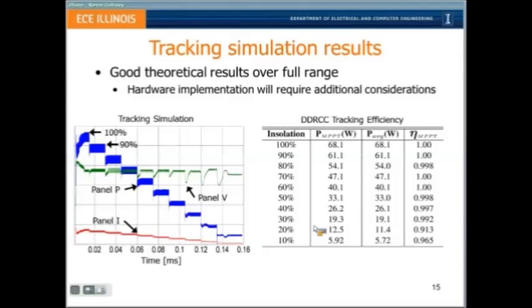Over here, this is panel power, or power into the converter. And every time we adjust our insulation, obviously the panel power falls. Panel voltage also falls. And then as the converter moves back to the maximum power point, the panel voltage rises back up to the MPP level. And panel current falls in parallel with panel power.